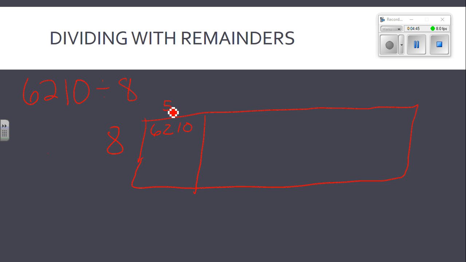And I know this. 500 would be, 5 times 8 is 40, so we have 4,000. That's a good starting place. Gives us 2,210. 200 gives me 1,600. 12 minus 6 is 6. Alright, so I have 610.